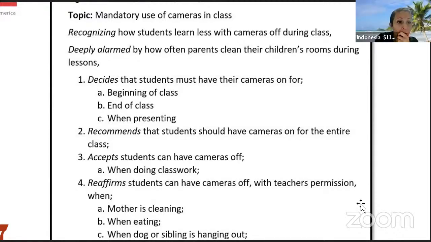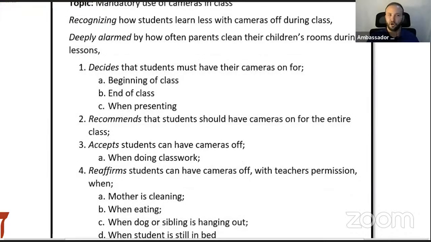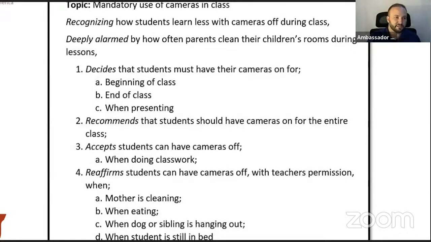Okay. One, should I say one? Yes. Okay. Always read the numbers. It helps clarify when something ends and when another one begins. Okay. One, decides that students must have their cameras on for A, beginning of class, B, end of class, C, when presenting.